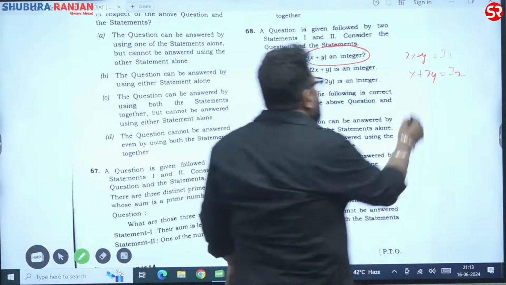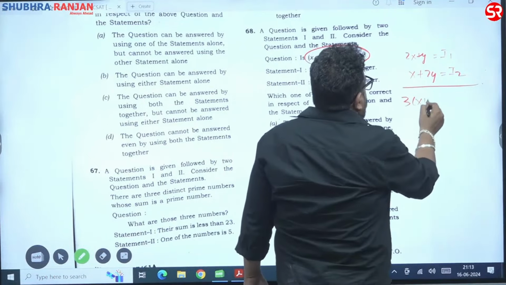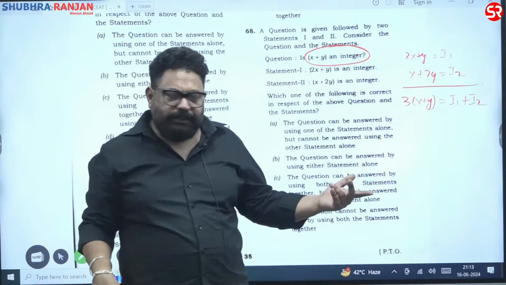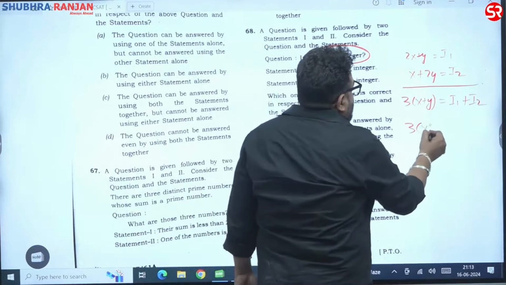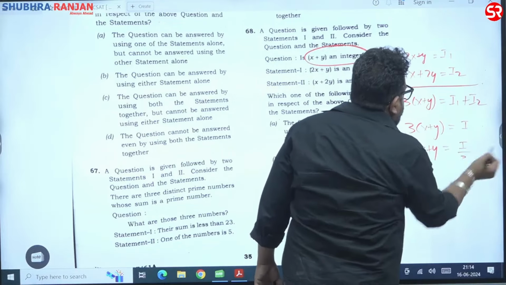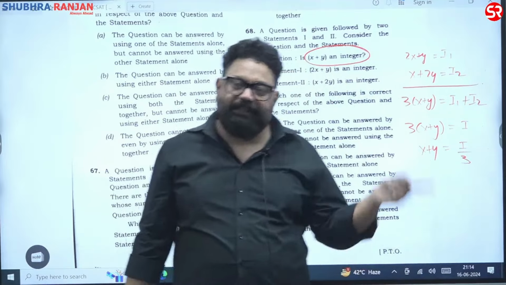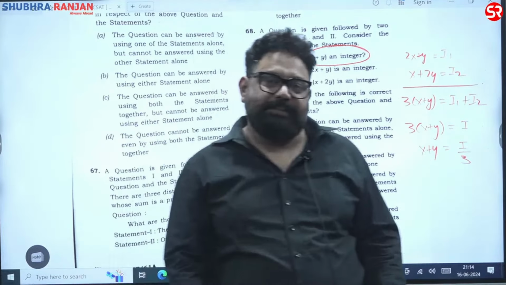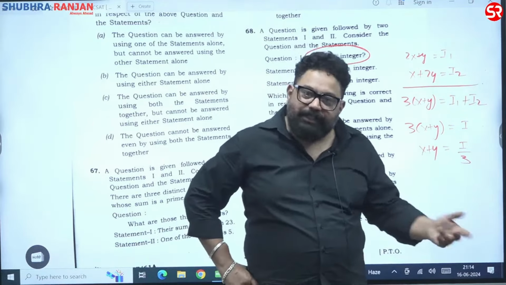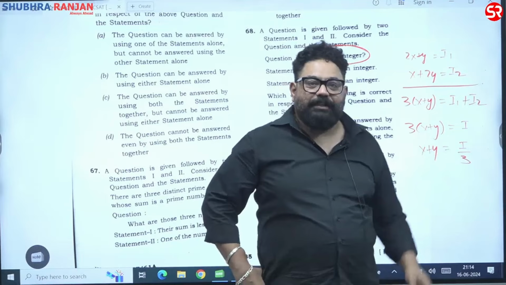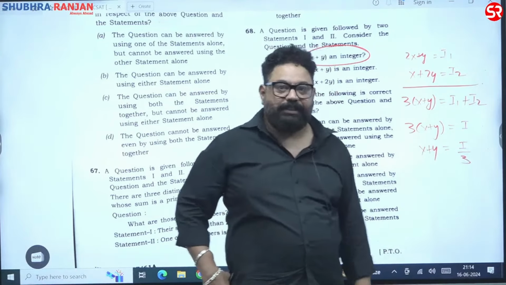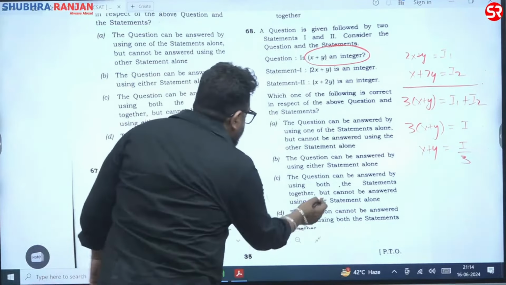So if I add this, I get 3 times (x plus y) is equal to integer 1 plus integer 2. Definitely integer plus integer is an integer. So I can say 3 times (x plus y) is again an integer. So x plus y is equal to integer by 3. Now integer by 3, whether it's an integer or not, we cannot say, isn't it? अब integer अगर तुम इसको 5 ले लोगे तो 5 by 3 is not an integer. If I is equal to 7 ले लोगे तो 7 by 3 is not an integer. But if I is equal to 3 ले लोगे, 3 by 3 is 1, which is an integer. So I think again this is D as an answer.